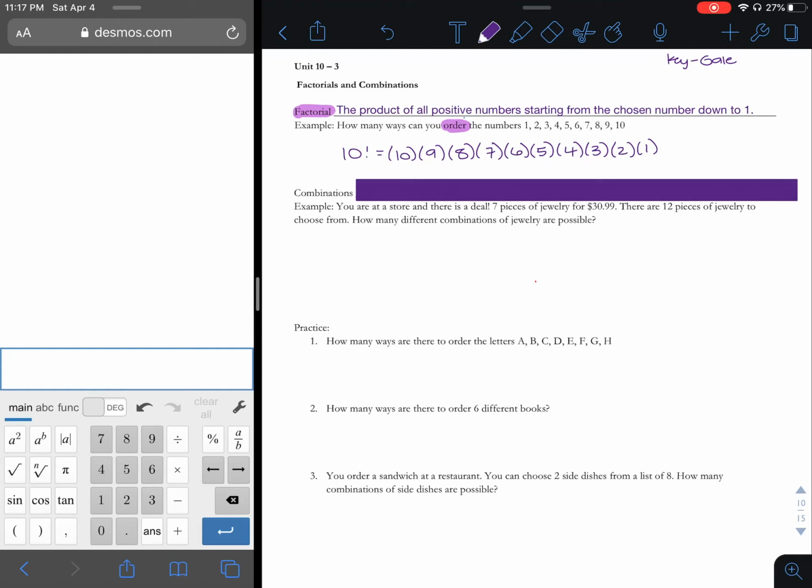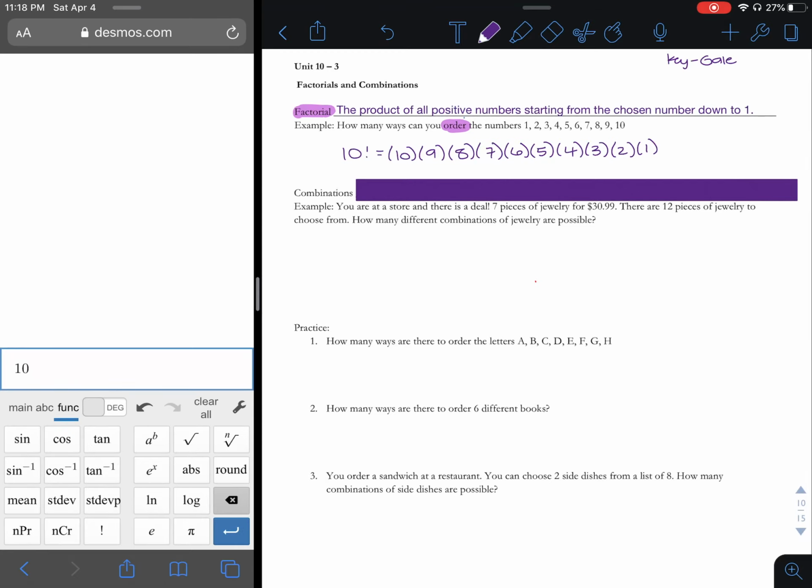So you could plug this into your calculator, no big deal. Or there is a function on the calculator that you can use to do 10 factorial. I'm going to show you how to use that feature on this calculator to the left. On the left, I'm going to plug in 10. Then I'm going to look at the parts right above the numbers. It says main, ABC, function, DEG. It's got the arrow, clear all, that stuff. What I'm going to do is go to function.